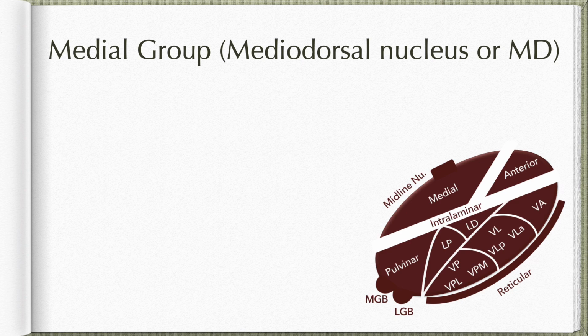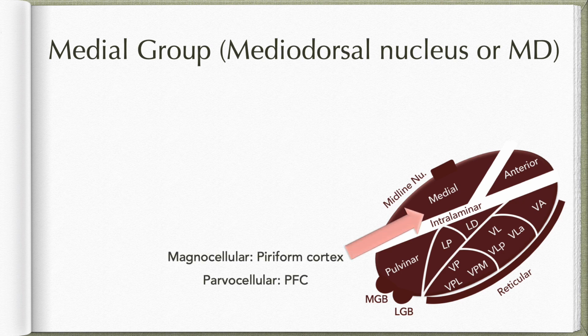Now, coming to the medial group of nuclei, which is made up of mainly one large nucleus known as the mediodorsal nucleus or MD nucleus. It has 2 subparts, a magnocellular part and a parvocellular part. Magnocellular part receives input from the piriform cortex. Parvocellular part receives input from the prefrontal cortex. If you remember, olfactory sensation is the only sensation which does not relay in the thalamus before reaching the cortex. So the primary olfactory cortex is the piriform cortex, where the olfactory information has already reached.